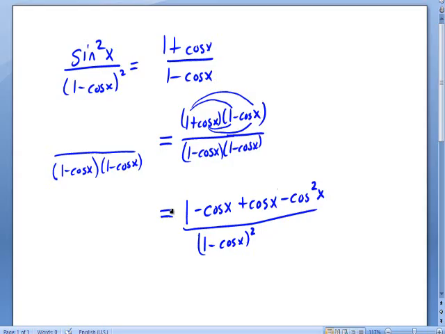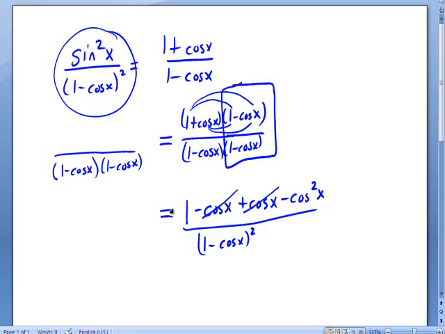Now, the cosine and the negative cosine cancel each other out, and if I look in the numerator, 1 minus cosine squared is equal to the sine squared of x, and that is exactly the part that we were trying to get to match up. So what you may also do on some of these is you may end up multiplying by 1 in a nice disguised form, 1 minus cosine of x over 1 minus cosine of x, in order to get your identity to come out.